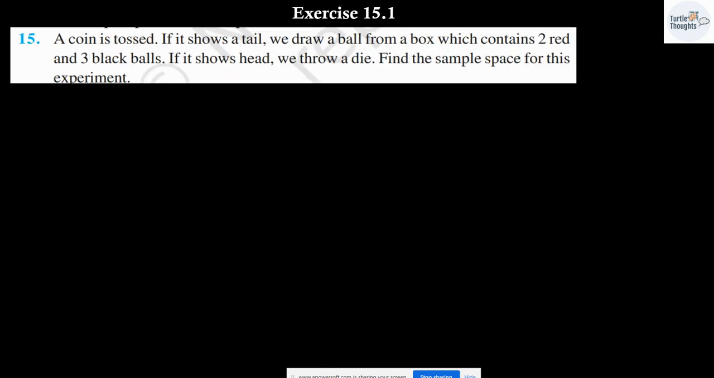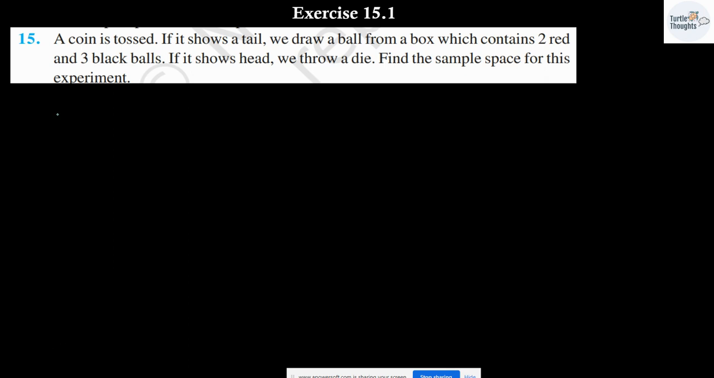Next question is the 15th one. A coin is tossed. If it shows a head, we draw a ball from the box which contains two red balls and three black balls. If it shows tail, we throw a die. Find the sample space for this particular experiment.